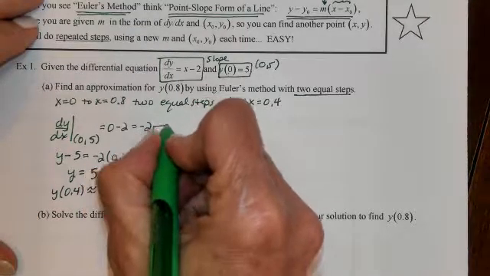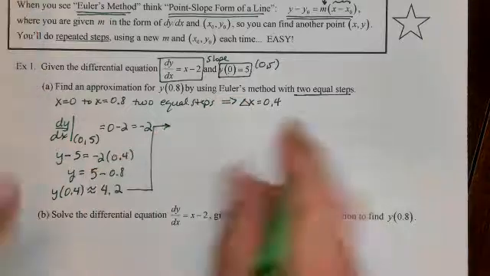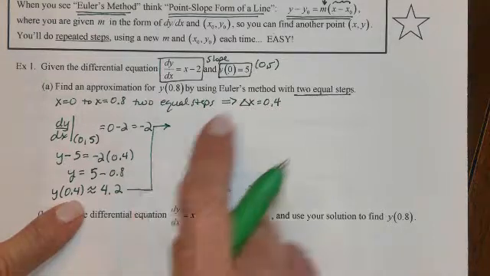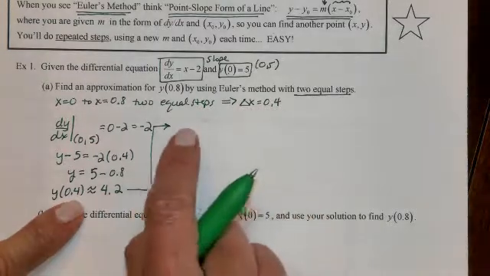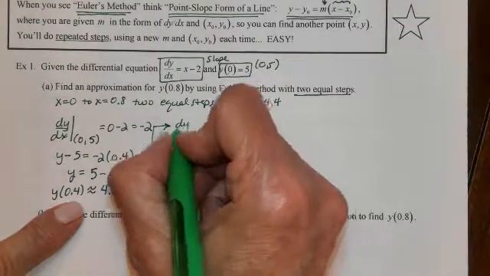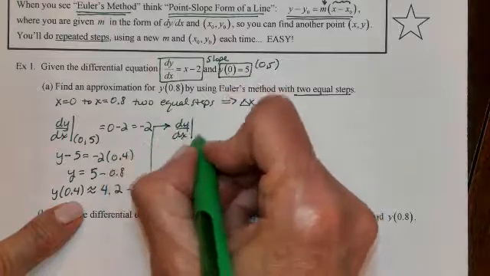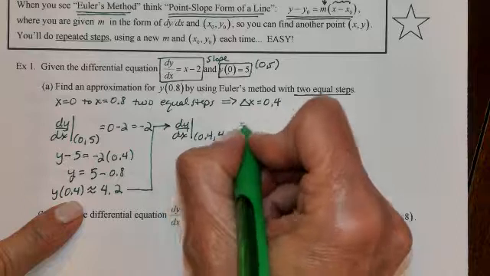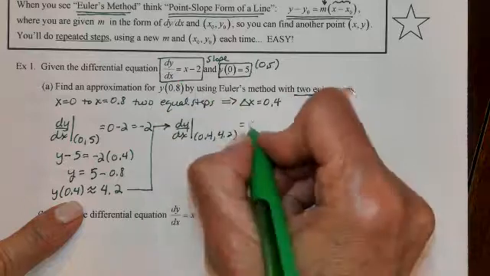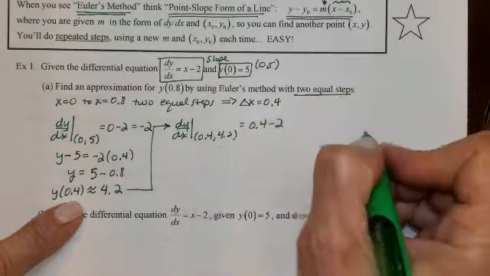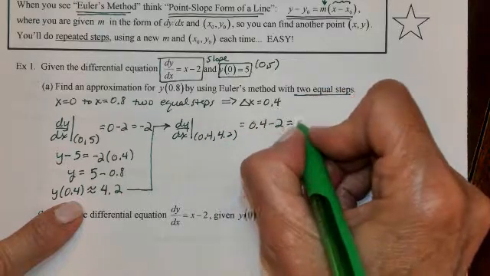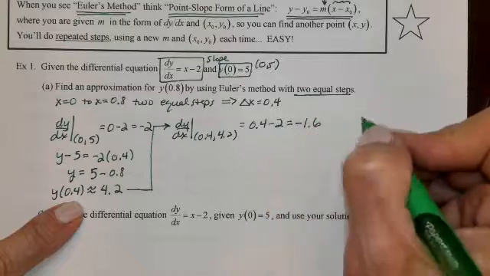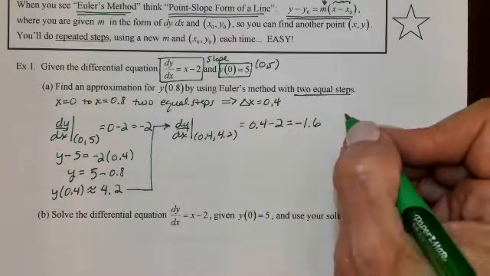Now let's go find our second point. Now we're using this point. So we know delta x, we need to find the slope at that point. So the slope at 0.4, 4.2, will be 0.4 minus 2. And 0.4 minus 2 is negative 1.6. Had to think about that.